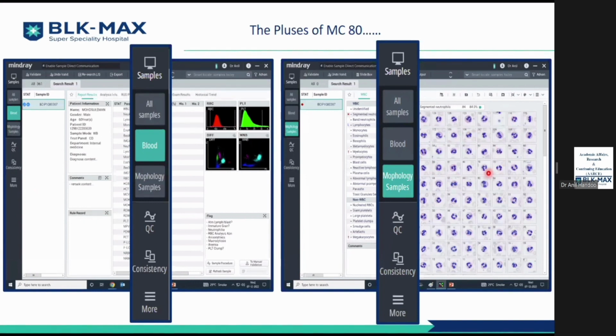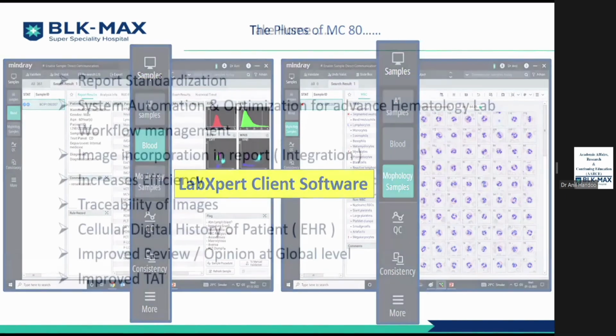So currently, if I look at it from my standpoint, I think the best part of this MC80 experience has been the Lab Expert client software, which allows me to look at both the things parallelly, which generally is not the case with majority of the other vendors which are there in the system.